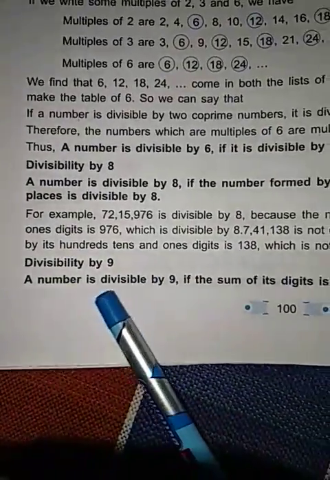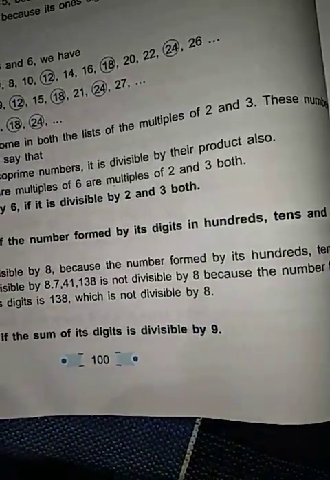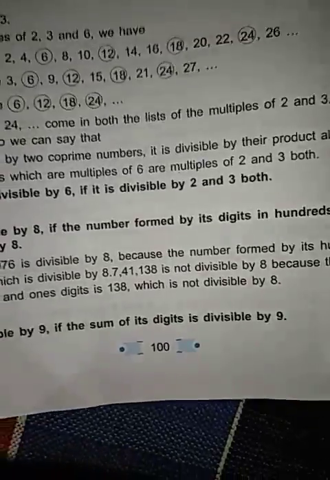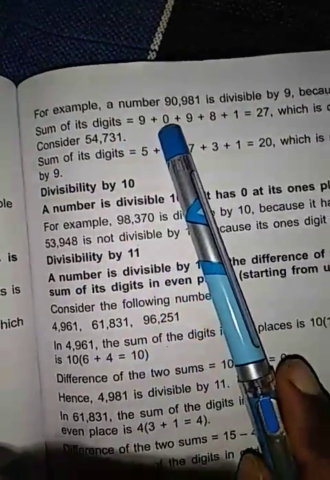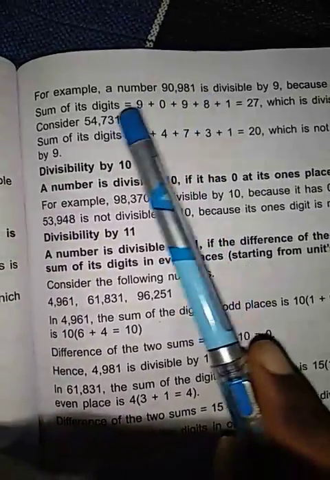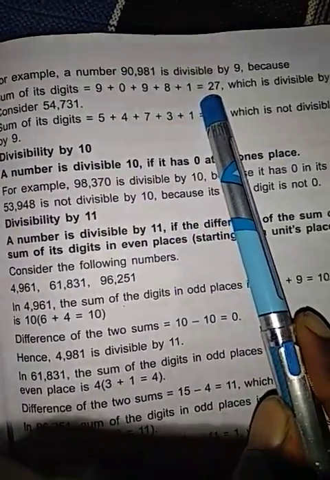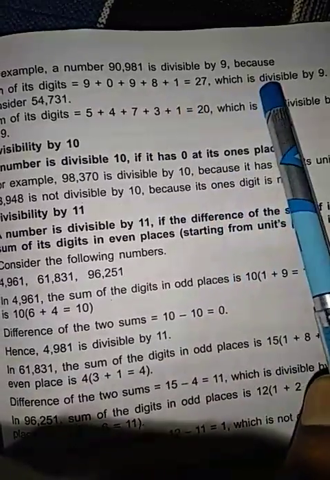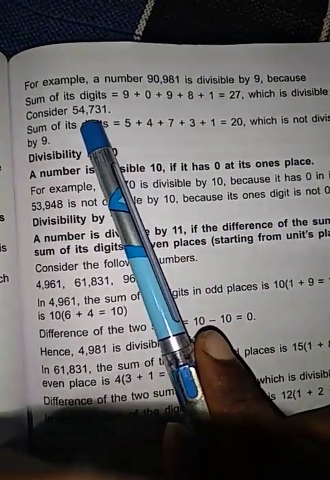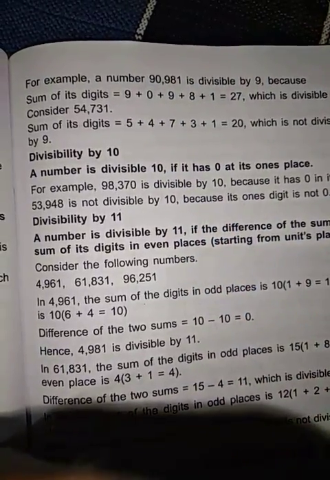Divisibility by 9. A number is divisible by 9 if the sum of its digits is divisible by 9. Like the divisibility of 3. For example, a number is given, that is 90,981. Now the sum of the digits is 9 plus 0 plus 9 plus 8 plus 1, that is 27. 27 is divisible by 9. So 90,981 is divisible by 9.